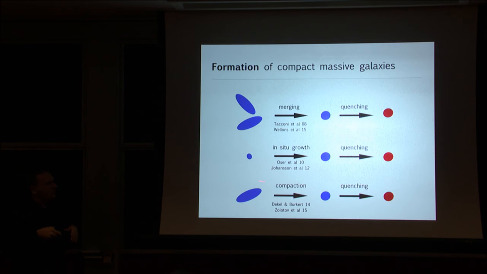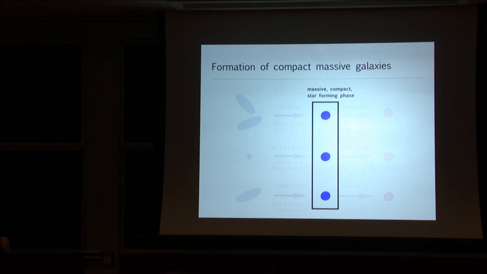And then compaction, this is very popular at the moment. Avishai Dekel and others have been promoting this particular model, where you have a gas-rich disk that's unstable, and you have violent disk instabilities. You have clumps that somehow lose angular momentum, move inside, get to the center, form a lot of stars, and you get a compact galaxy. The physics is not quite clear how this process works, but that's the idea. So there are these three toy models. Now, all of these models have one thing in common. You get this intermediate phase of a compact, star-forming thing before you get a compact dead thing. So we first start by looking for those things. Do we see those compact star-forming galaxies at high redshift?